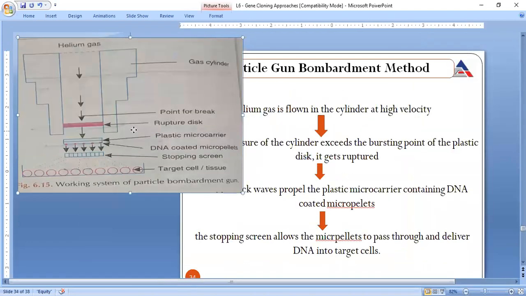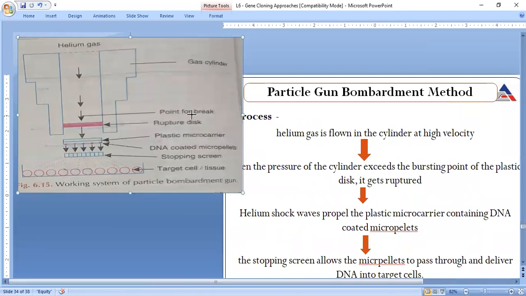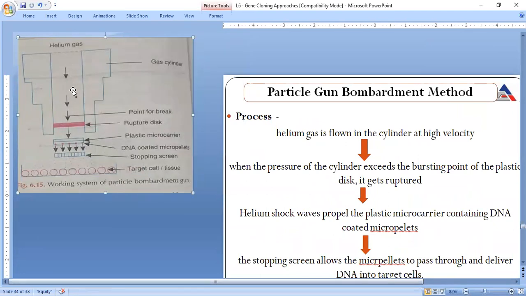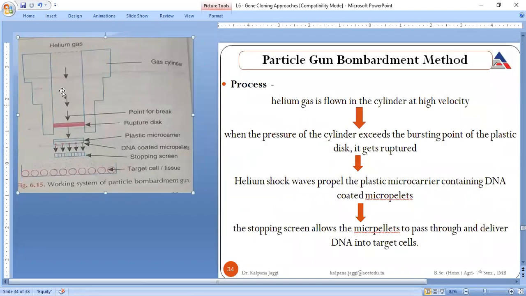When we come to the process, helium gas is allowed to flow into this cylinder at a very high velocity. When the pressure within exceeds the bursting point of this plastic disc, it gets ruptured. Actually, it can control the pressure up to a certain range, but when the pressure exceeds that range, it won't be able to stop this pressure anymore. With this pressure, the gas falls onto the rupture disc, and it gets broken.